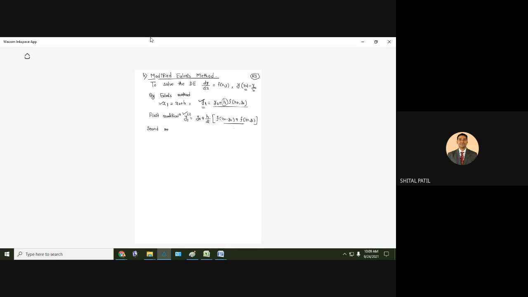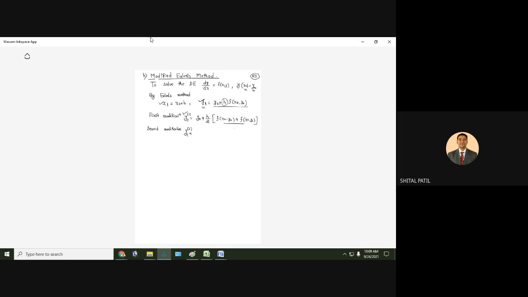Second modification. Can anyone tell what will be the formula for the second modification? What could y1 raised to 2 be? Yes, anyone? So again, the basis of all these formulas is Euler's method. We are only modifying it. We are cross-checking whether it is correct or not. Can anyone tell what will be y1 raised to 2?